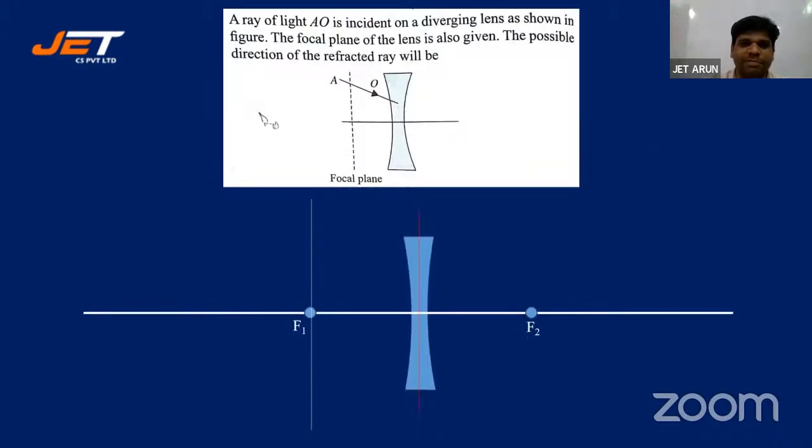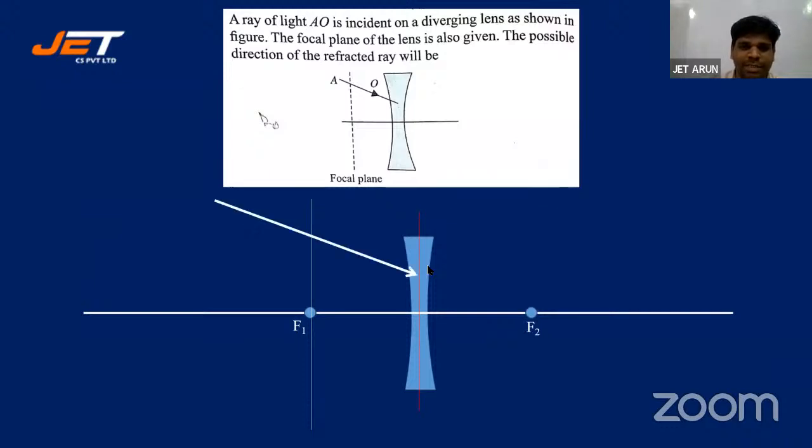This is a question from one of the finest books in physics, students. I showed you, look, the question asks what is the possible direction of the refracted ray. So let us trace the refracted ray using our ray diagram oblique ray tracing technique.